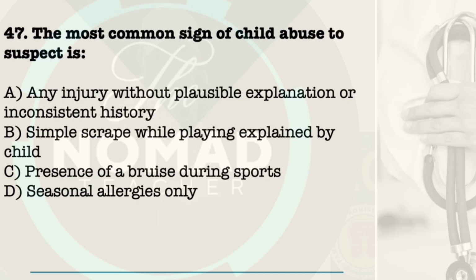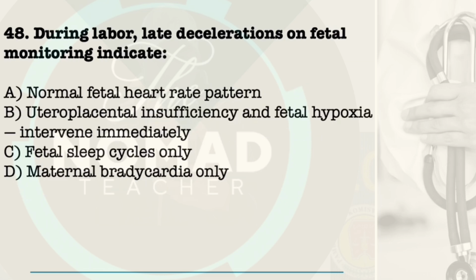47. The most common sign of child abuse to suspect is: A. Any injury without plausible explanation or inconsistent history. B. Simple scrape while playing explained by child. C. Presence of a bruise during sports. D. Seasonal allergies only.